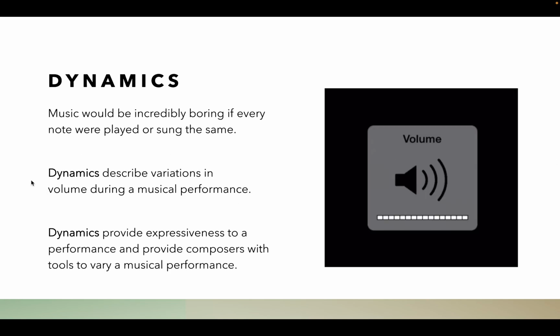Dynamics is the next big idea that we're going to be discussing. Music will be incredibly boring, as I write here, if every note were played and sung the same. We like to hear musical lines grow and then shrink. We call this dynamic movement. If something changes over time, it's called a dynamic.